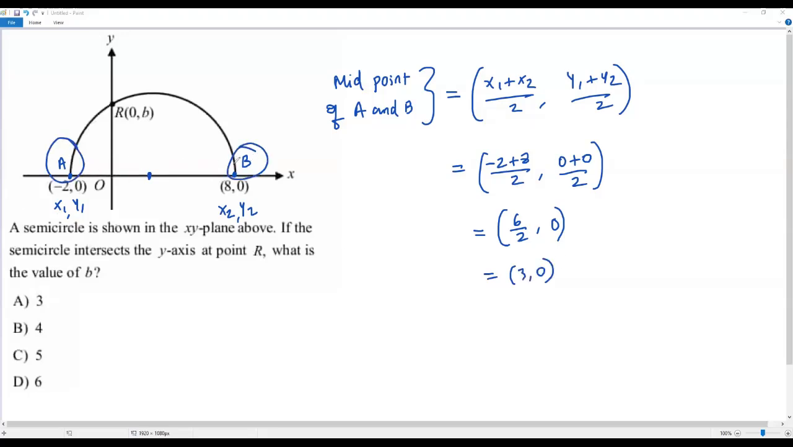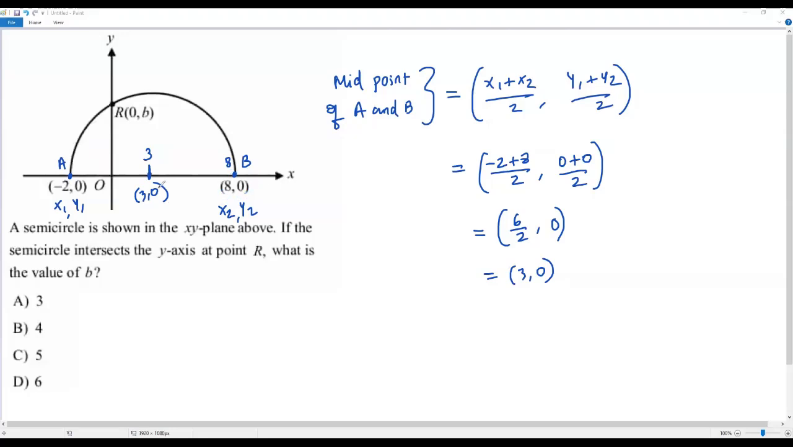Actually, A and B are the two endpoints of the diameter. So the midpoint of A and B is the center of the semicircle. That is, this 3, 0 is the center of the semicircle. Okay, since we have the point 3, 0 over here, the value on the x-axis over here has to be 3. And also we have the point 8, 0 over here, so the value over here on the x-axis has to be 8. Okay, here this is the center of the semicircle. This is one of the endpoints of the diameter.